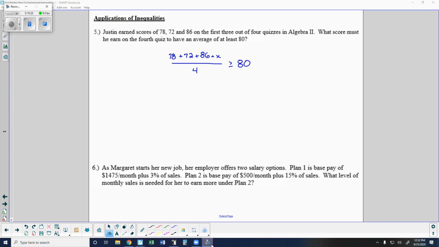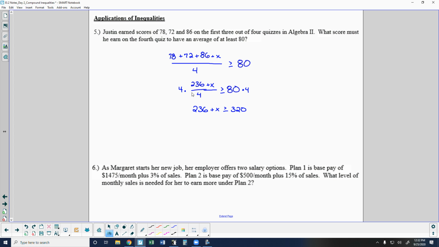And this is 236 over 4, which is 236 plus x over 4, which is greater than or equal to 80. And now we can go ahead and multiply by 4 on both sides to get rid of our fraction. So 236 plus x is greater than or equal to 320.